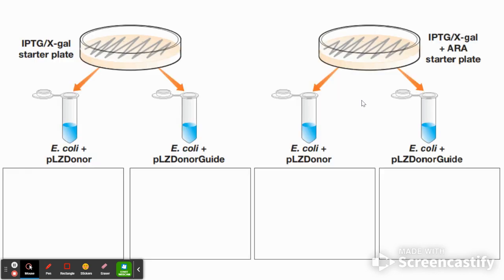Okay, now our predictions. We have these starter plates. They all had blue E. coli growing on them, so we know that they have the functional LAC-Z gene. We also have the X-gal on all of the plates, so we know that they had that starting molecule to make a blue pigment. We put E. coli into each of the microtubes. We also put in a plasmid donor.